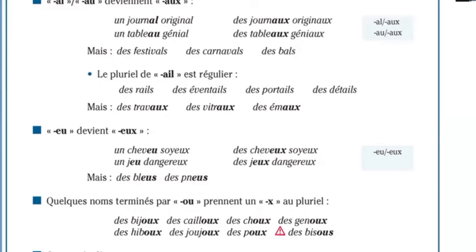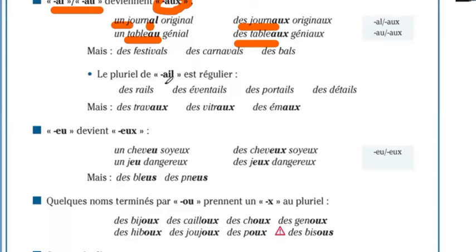The first one is, at times, the words end in A-L or A-U. You change that A-L and A-U to become A-U-X after changing the article to become plural. Example, un journal, you see AL here, become des journaux. AL becomes AUX. You have un tableau become des tableaux. But you have exceptions. Please always note the exceptions. You have the festival, the carnival, the bal. So note those ones most of the time when you are working. It's very important you take note of them.